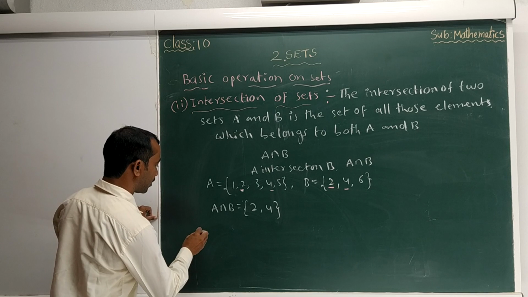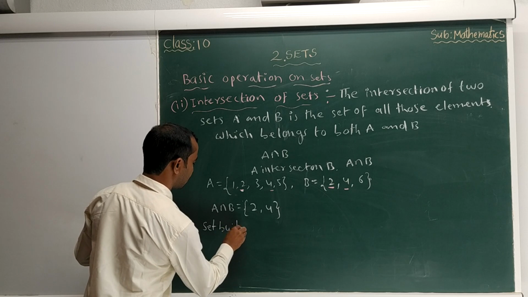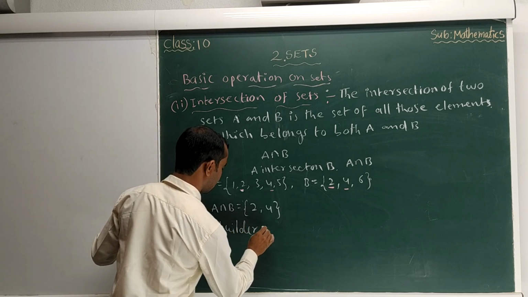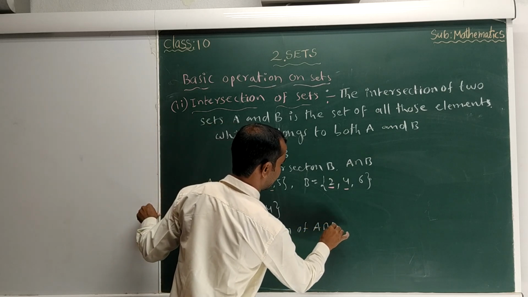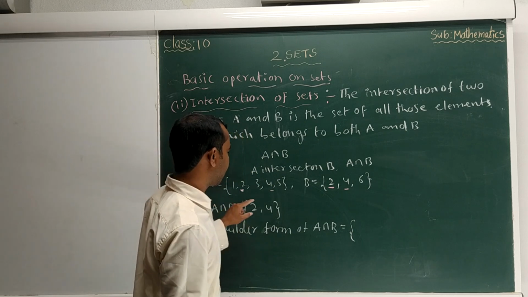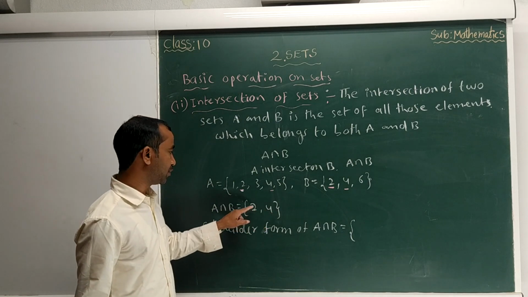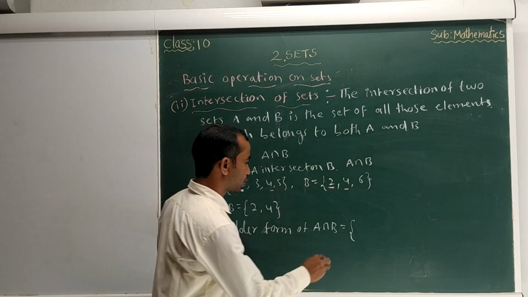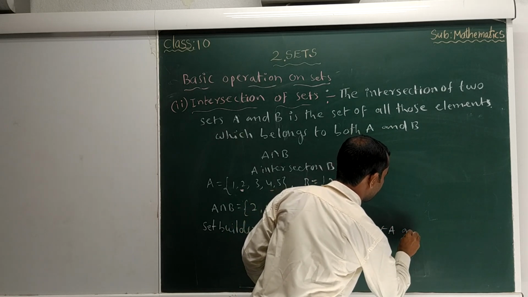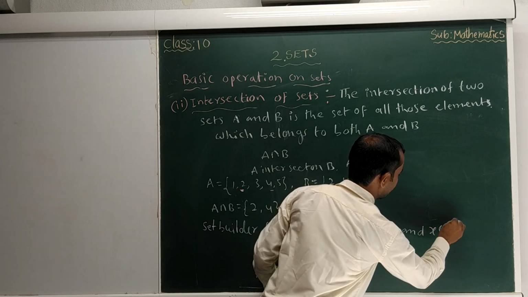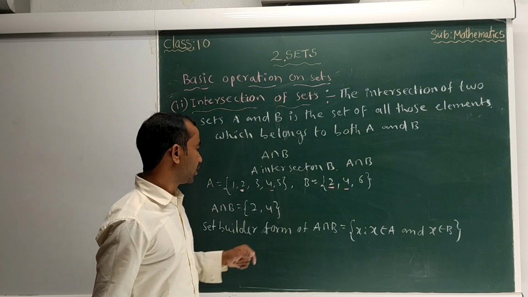Next, set builder form of intersection. Set builder form of A intersection B. Each and every element belongs to set A and set B. So we can write it as {x such that x belongs to A and x belongs to B}. This is the set builder form of the intersection of any two sets.